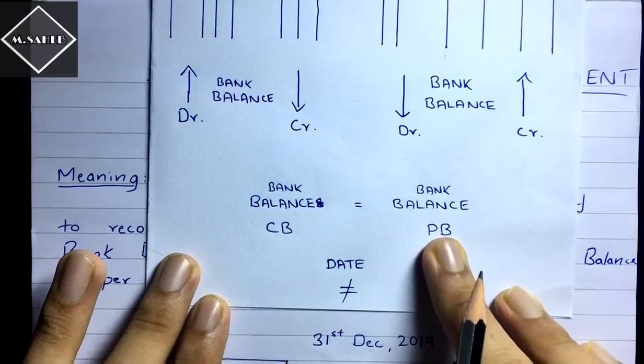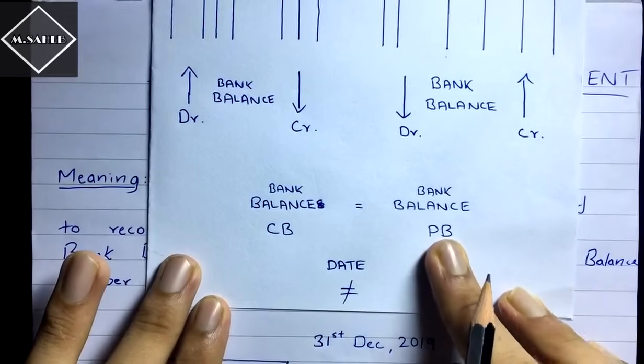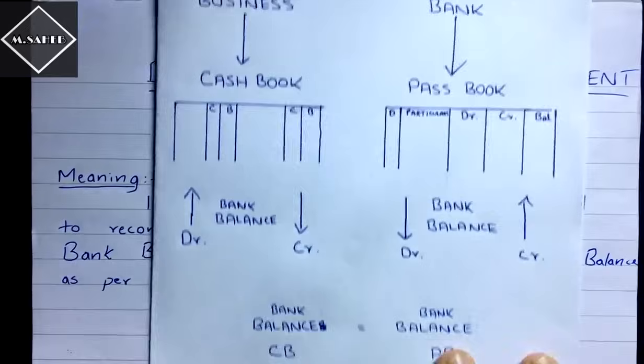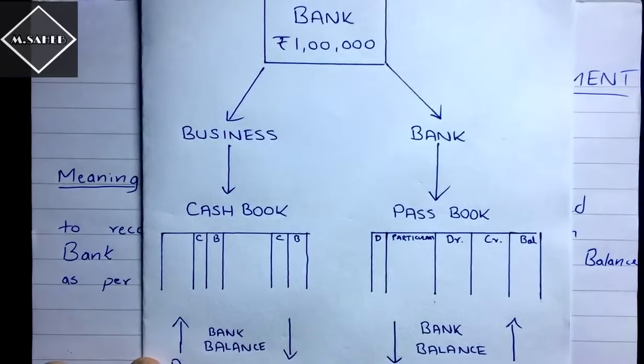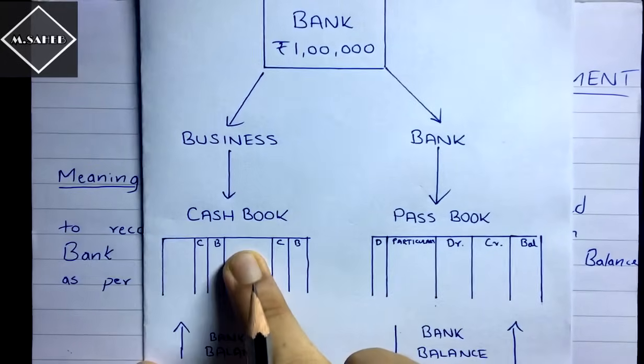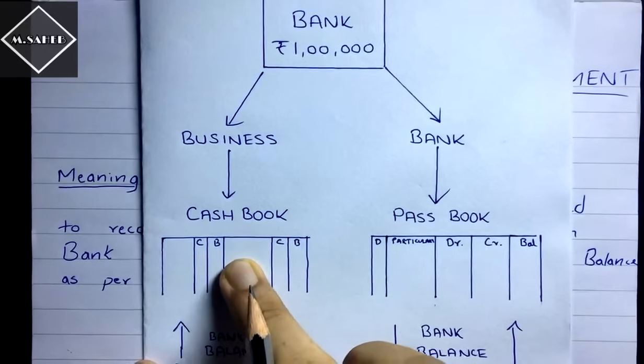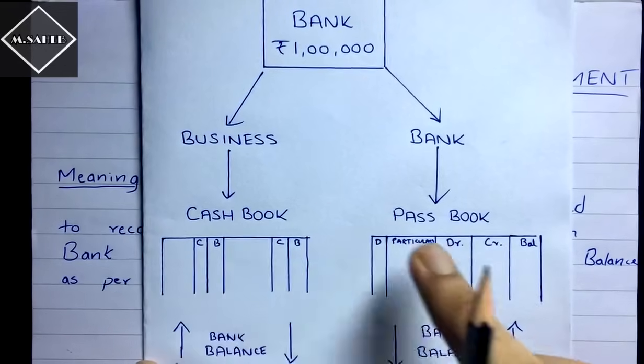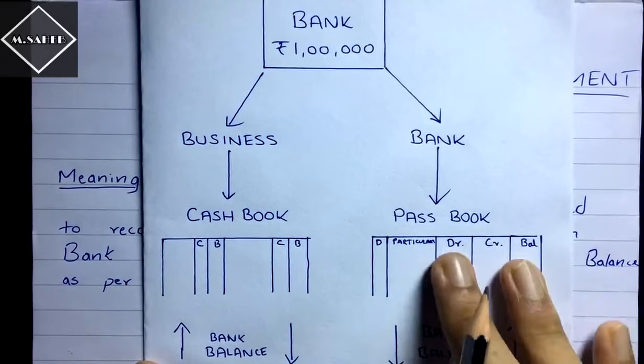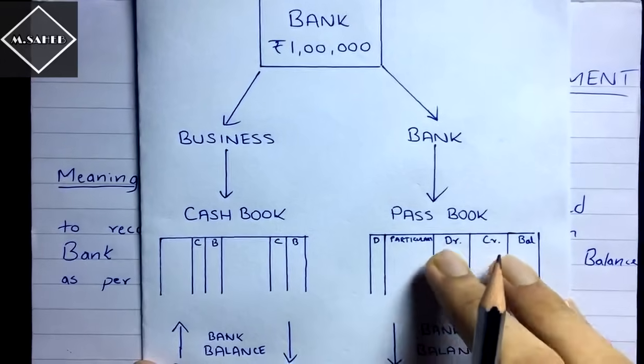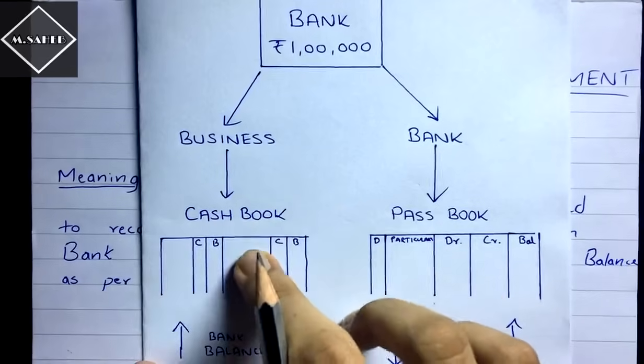All right. So why this difference happens? That is because there are reasons for those differences. Due to timing differences, what will happen? Some transaction will appear in the cash book, and some transaction will not appear in the passbook. Or some transaction will appear in the passbook and some transaction will not appear in the cash book.